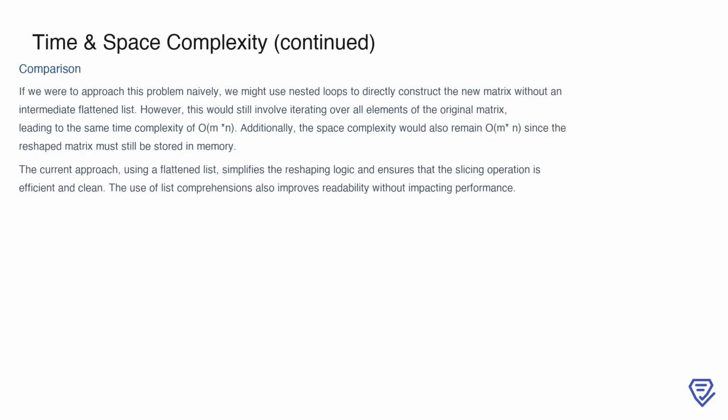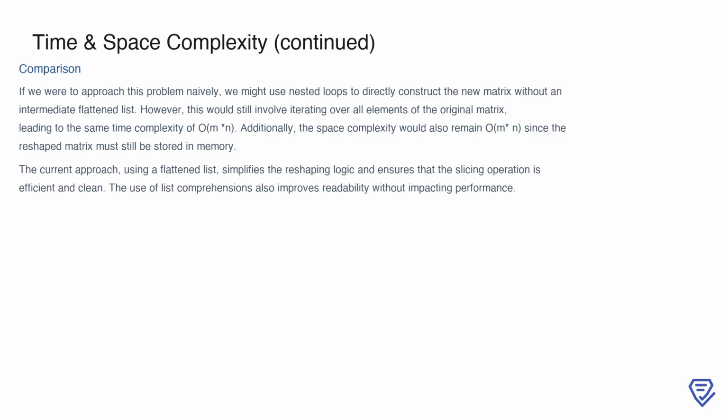To put this into perspective, if we were to use a more naive approach, such as employing nested loops to directly construct the reshaped matrix without creating a flattened list, the time complexity would remain O(m*n), because we would still need to iterate through all the elements in the input matrix. Similarly, the space complexity would also be O(m*n), as the reshaped matrix must still be stored in memory. The advantage of the current approach lies in its simplicity and clarity. By leveraging a flattened list, we streamline the process of reshaping the matrix, making the logic more straightforward and the slicing operations more efficient.